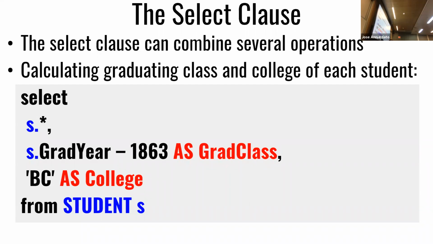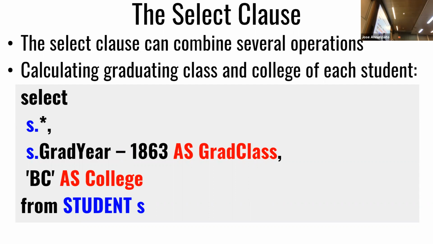The table stays the same. We're not modifying the table. We're just generating these 2 fields on the fly. One of them is going to be hard coded, a brand new field called college that was not in the original table, and the value is always going to be the same. It's constant. It's always going to be BC, Boston College.